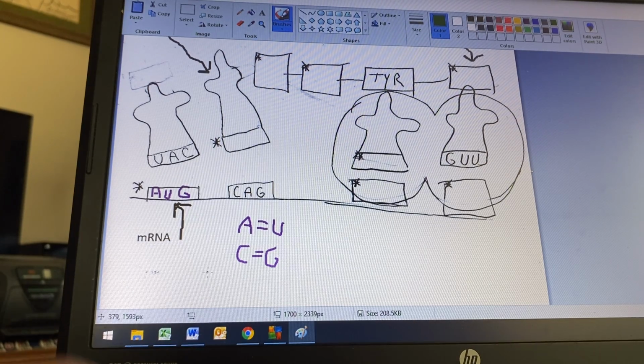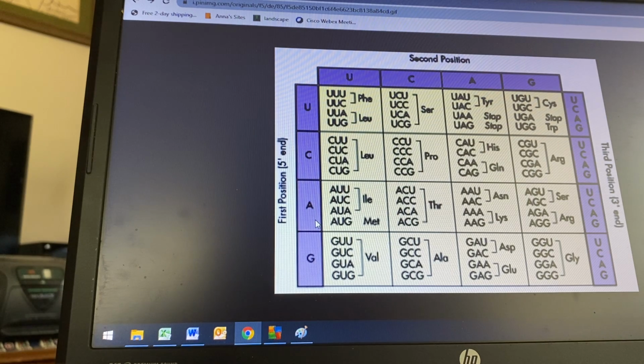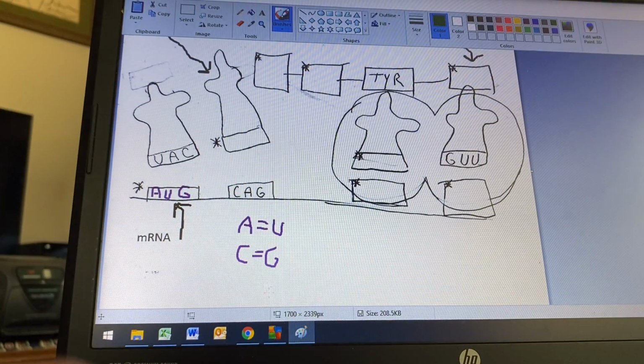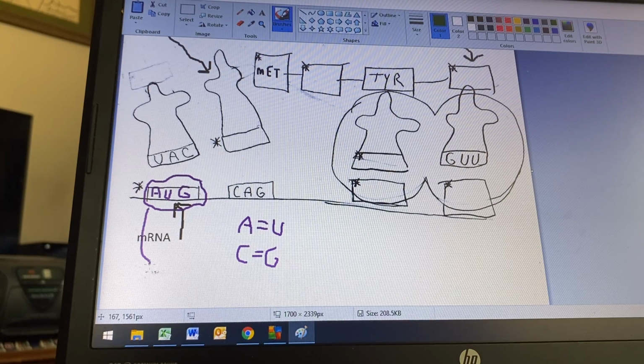So AUG, you have to look up on a codon chart, and you look for AUG. Where is it? AUG there, methionine. And so I'm going to go back to my paint, and I'm going to write MET, because that is the first amino acid that is coded by the codon here, okay? This right here is the codon.